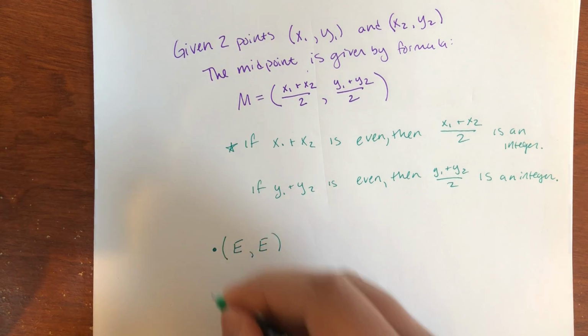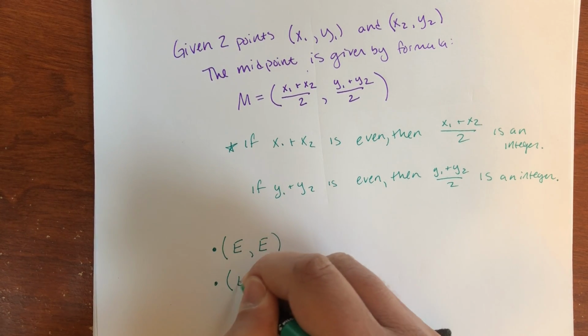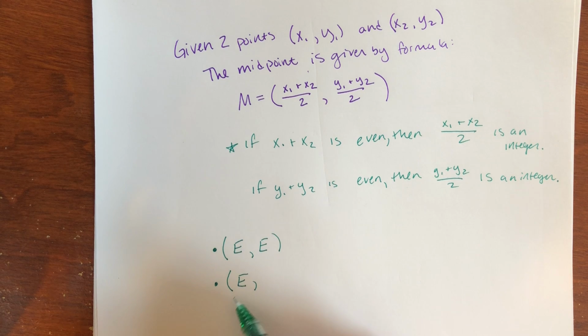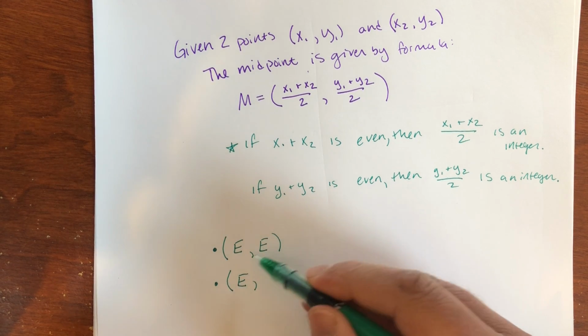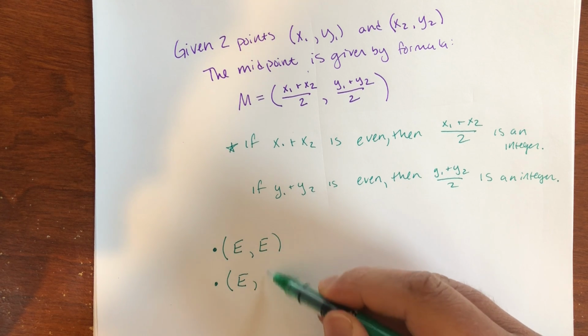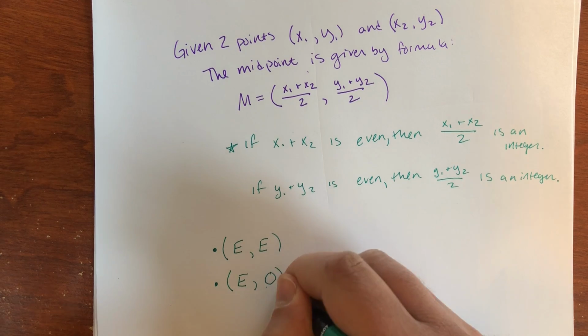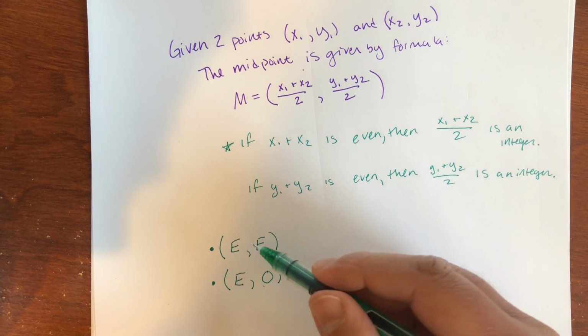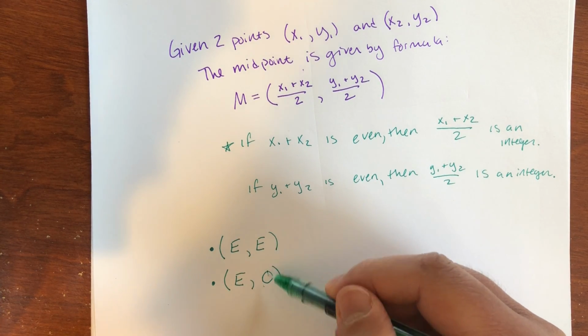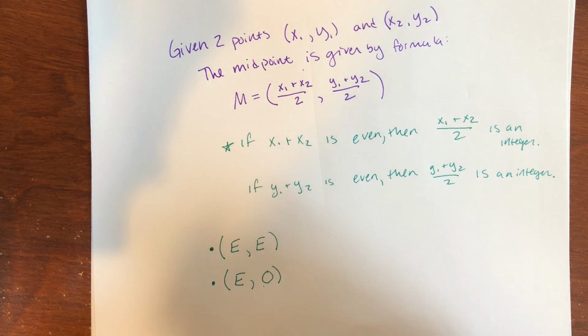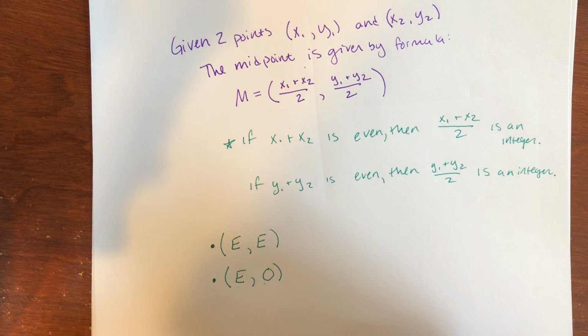We know that an even plus an even is going to give you an even, which means our second point, if it also has an even x coordinate, can't have an even y coordinate, since even plus even is even, and if we had another even here, the y coordinate would also be even. So we could choose another point which is odd, and then these two coordinates added together would give you something odd. And when you divide it by 2, you will not get an integer.